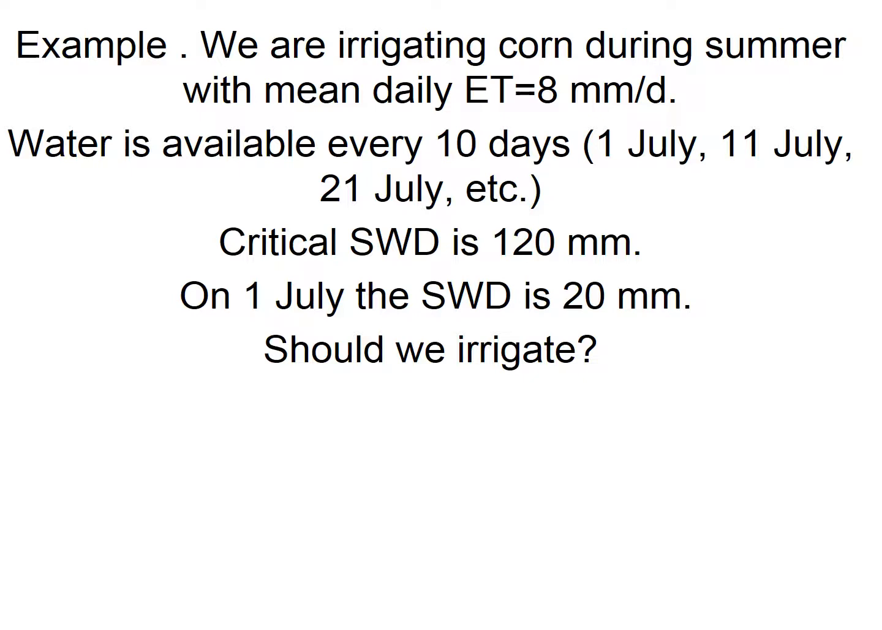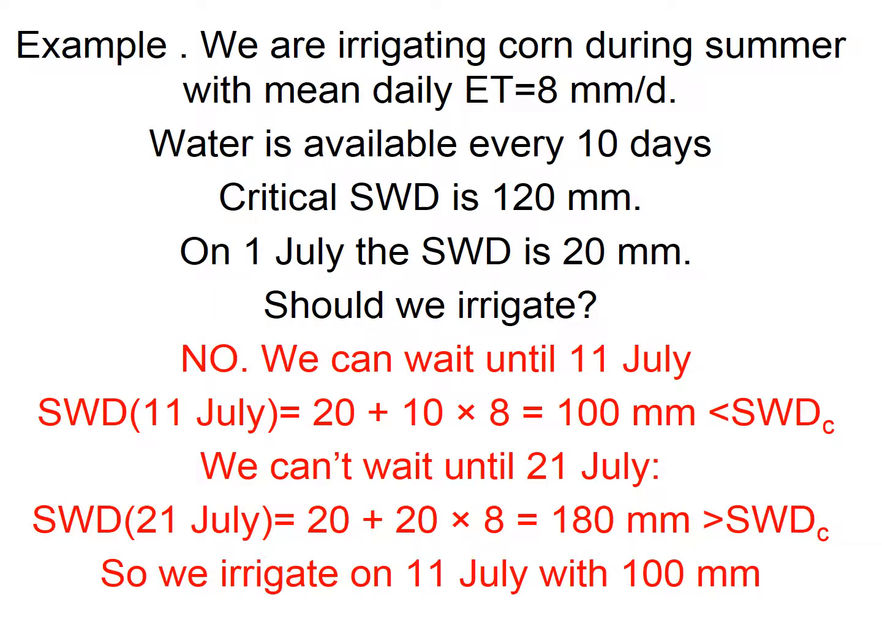And on July the 1st, the soil water deficit is 20 millimeters. We have water on July the 1st. The question is, should we irrigate? And the answer is no. Why? Because we can wait until July the 11th.